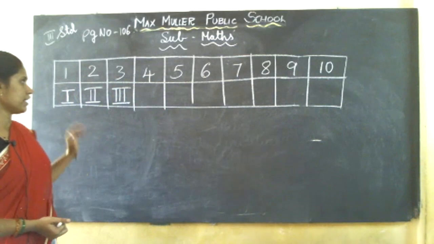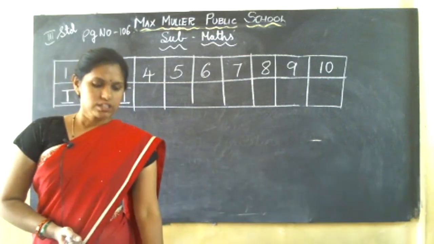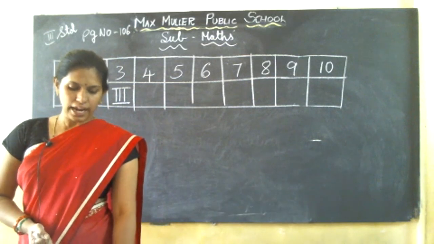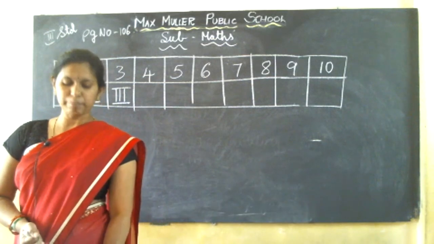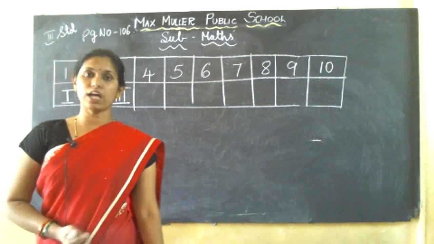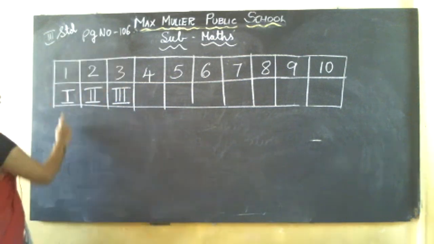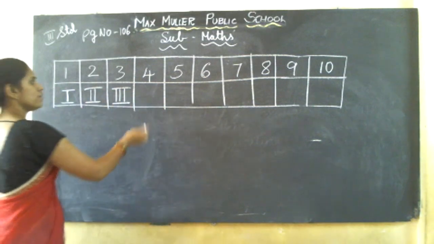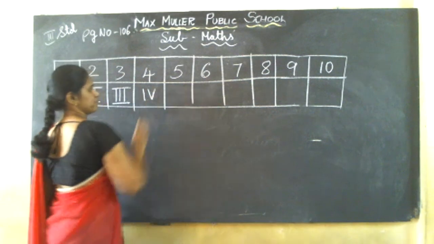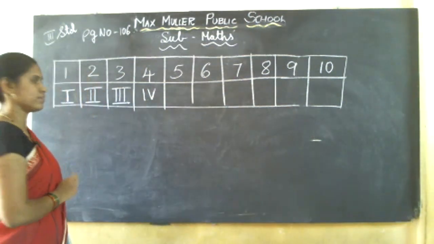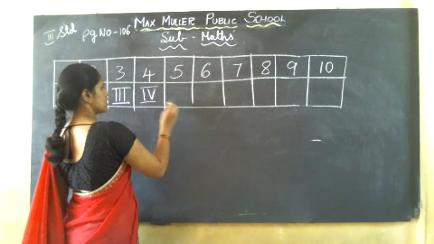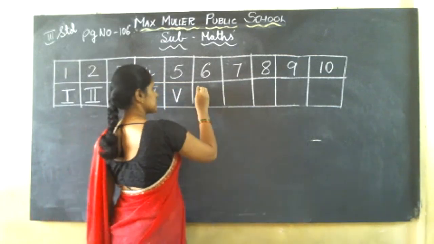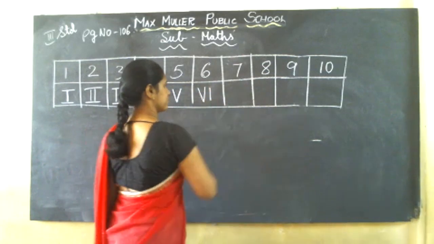So any numbers, you have learned the rules. The repetition of a symbol means addition. However, we cannot repeat more than 3 times. So 1, here 2 you can write, then 3 you can write. For 4, IV. Understood? Next 5 we will write. Next VI.